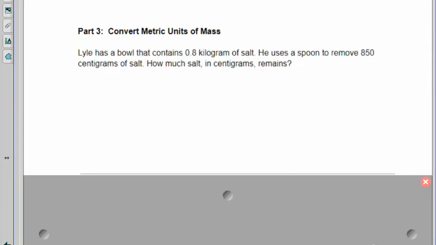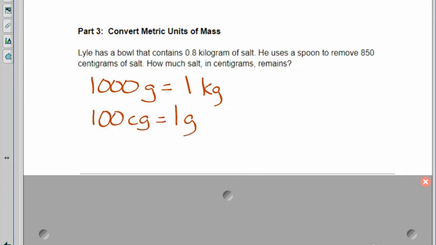And here we go. Now we're going to be converting metric units of mass. So Lyle has a bowl that contains 8/10 of a kilogram of salt, and he removes with a spoon 850 centigrams of salt. How much salt in centigrams remains? You should know that 1,000 grams is 1 kilogram, and 100 centigrams equals 1 gram.